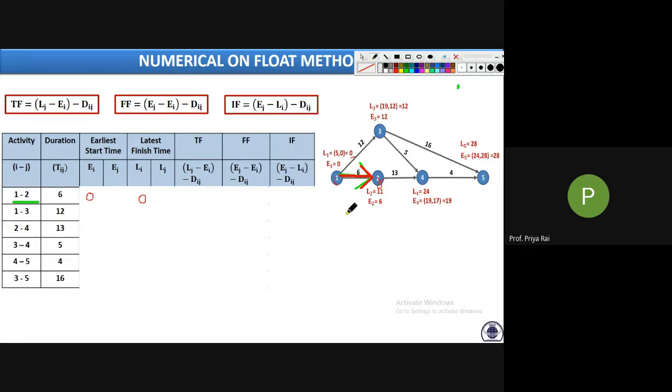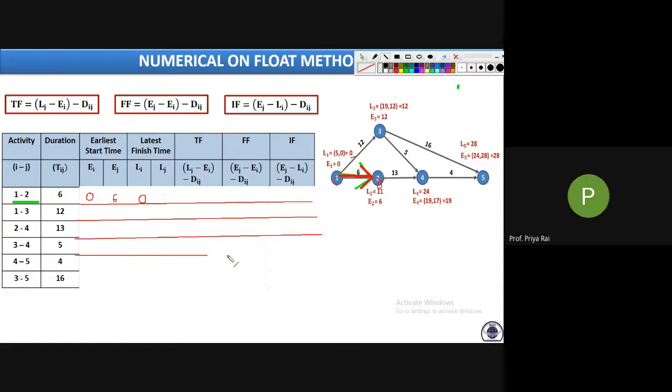Now what is Ej? Ej is for node 2, that is E2, which is 6. And what is Lj? It is 11, sorry. Tell me, how much? 11. Yes, 11. You also do it along with me, roughly in a rough way. So Lj is 11. Very good.